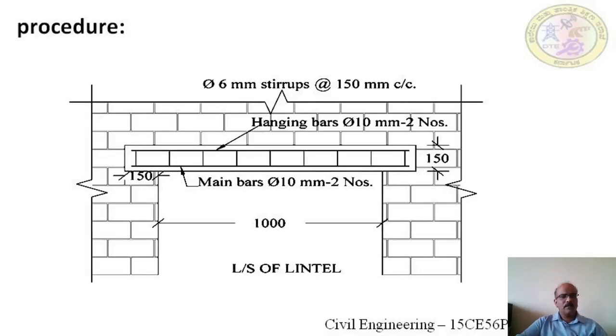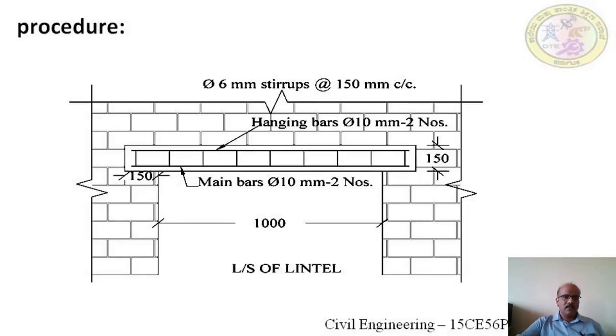Here the longitudinal section of the lintel is given. The size of the opening is 1000 mm. All dimensions are given in mm. 1000 mm, 1 meter. Then the lintel bearing on either side is taken as 150 mm, 150 and 150 mm.